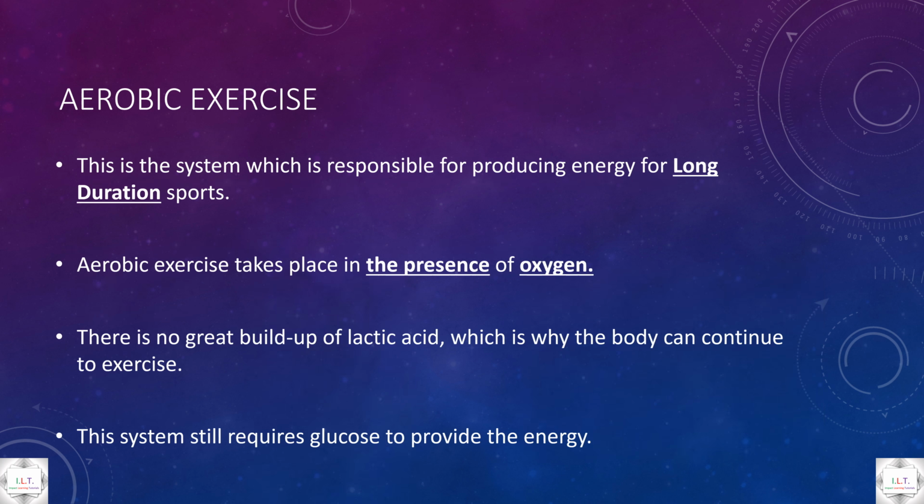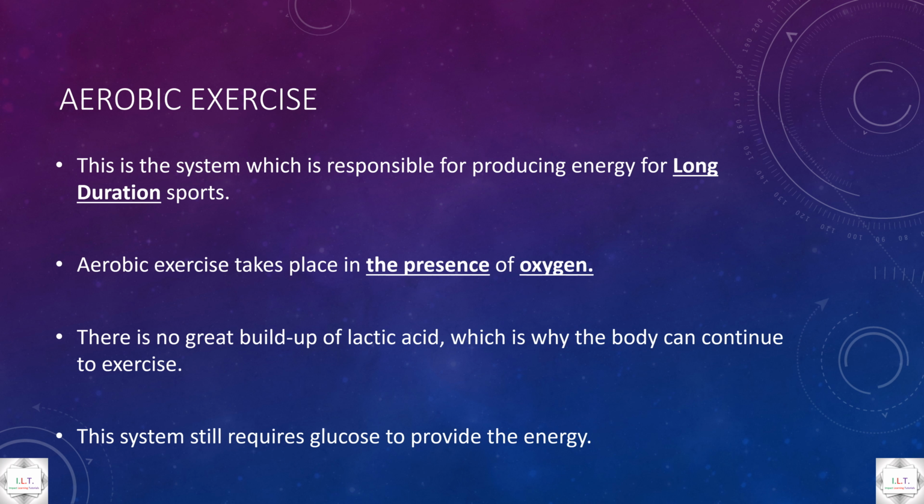So the second type, which is aerobic exercise, this is the system that's responsible for producing energy for longer duration sports. So this energy system requires the presence of oxygen, and there's not really any great build-up of lactic acid because the exercise is lasting for a longer period of time, so you're unlikely to be working at such a high intensity. However, this system also requires glucose to provide that energy, but there's not really lactic acid as the waste product. It's more likely to be carbon dioxide through the respiration.